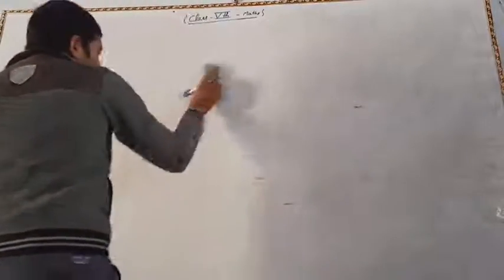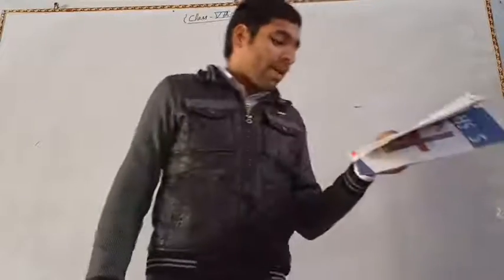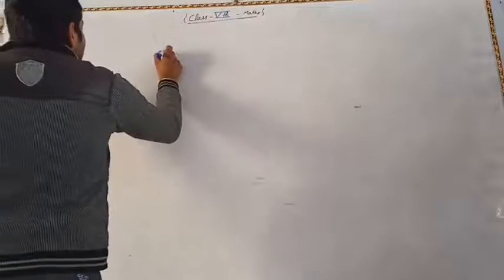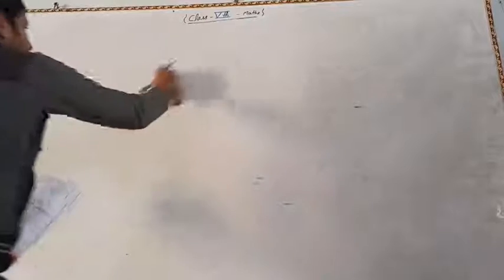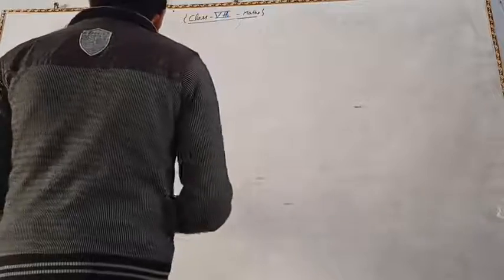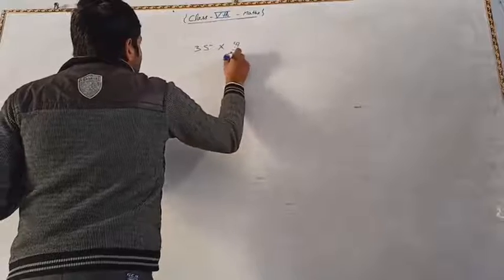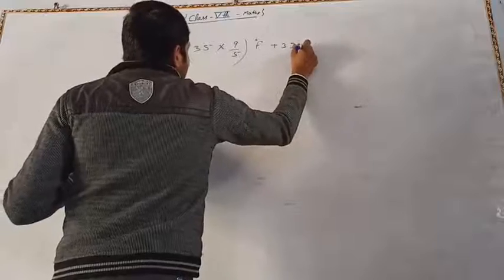And again you have to solve problem number 3. In problem number 3, convert the following temperatures into degree Fahrenheit. You have to convert into degree Fahrenheit, and all the parts of this problem are given in degree Celsius. So first of all, 35 degree centigrade is given. The formula is degree centigrade into 9 by 5 plus 32 degree Fahrenheit.